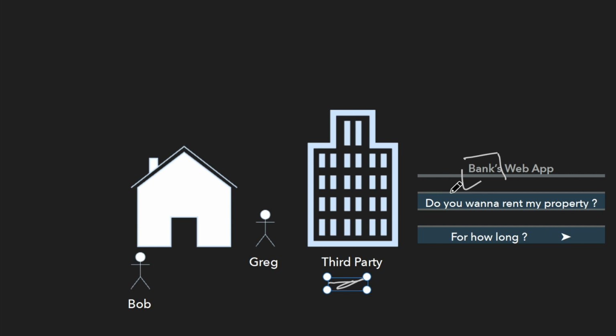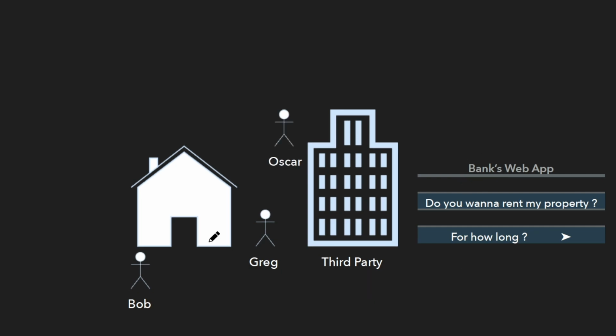Bob is gonna enter that web application, and he's gonna tell the bank I want to rent it for 5 months also. But this time the bank is now the trusted party between both of them, and this is actually the world we live in today. But still there is a little problem now.